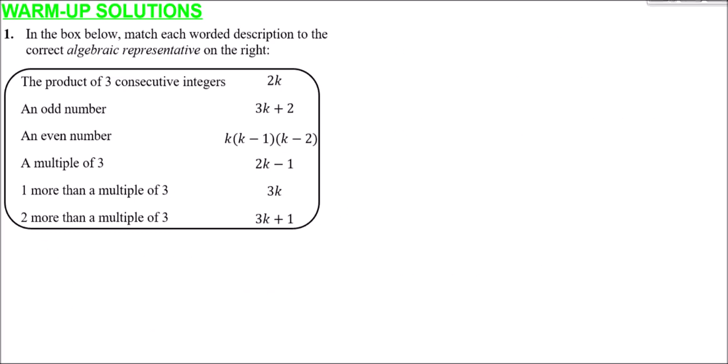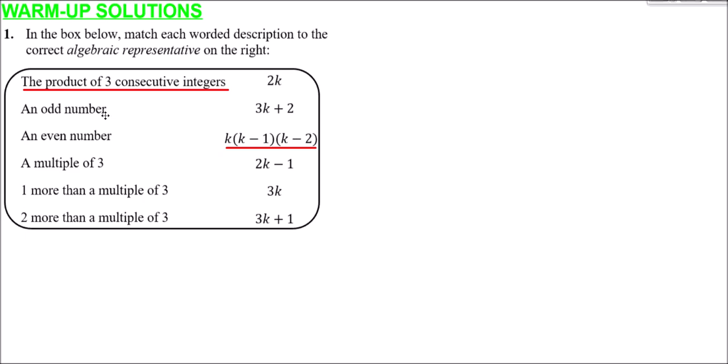Question 1 is just a list of 6 descriptions, and on the right hand side 6 algebraic representatives for each. So it's just a case of underlining or matching up with arrows which goes to the correct one. First of all, the product of 3 consecutive integers, that's going to be k, k minus 1, k minus 2. So k is the largest, k minus 1 is 1 less than that one, and k minus 2 is 2 less than the largest. So if k were 8, it'd be 8 times 7 times 6, or 6 times 7 times 8, if you read it the other way around.